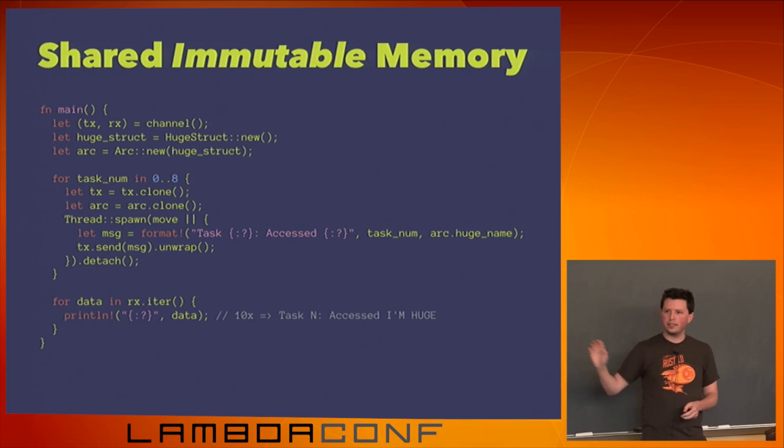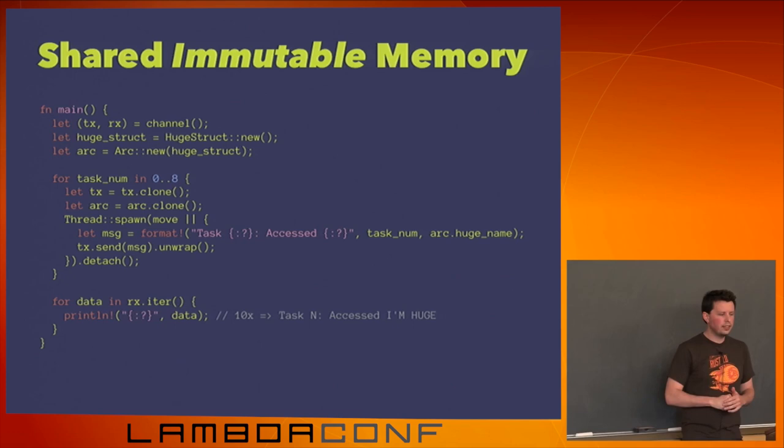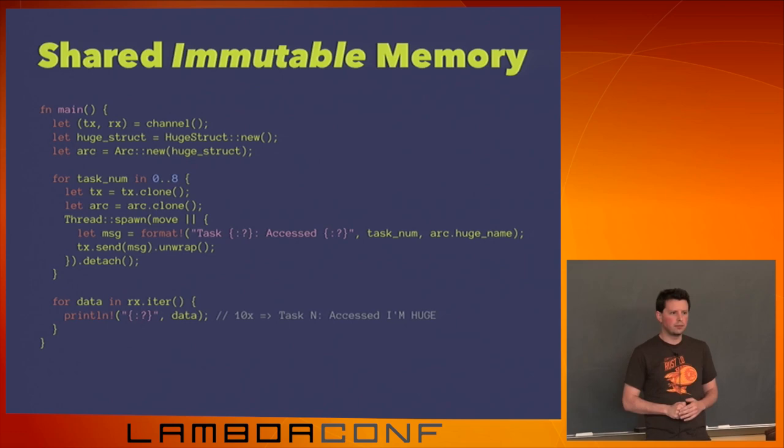And then whoever is the last person to drop their reference counted pointer is the one who is responsible for dropping the owned contents of that pointer. And so each time we clone it, we increment a counter. Each time we drop it, we decrement a counter. And so we are able to provide safe access to immutable data. And this requires no synchronization either.